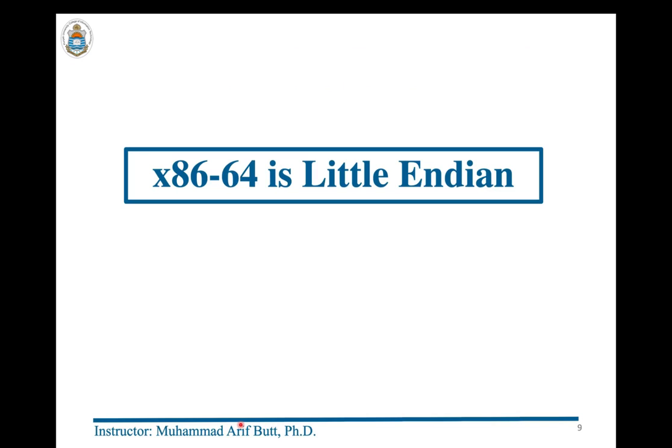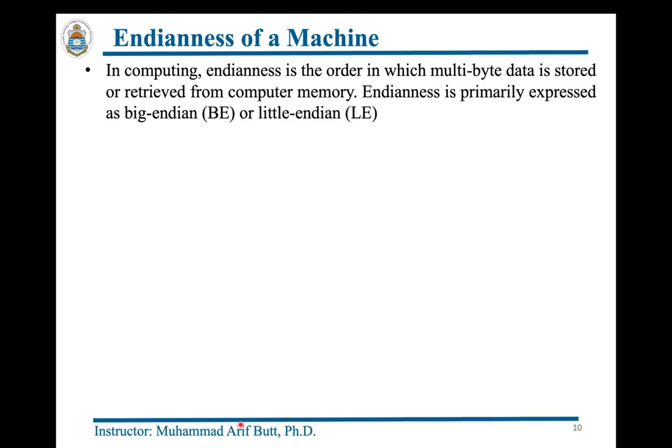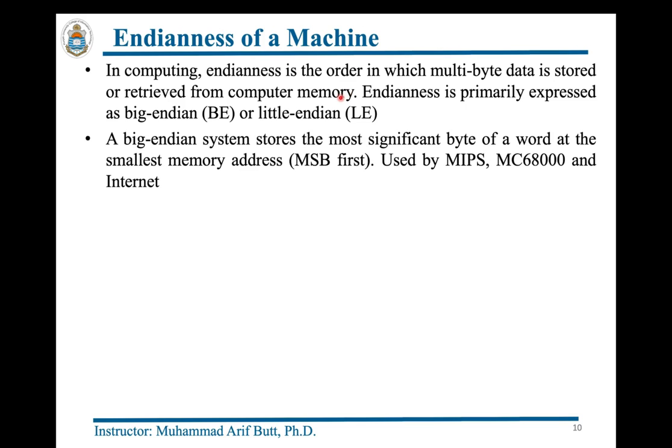Okay, so now is the time to practically understand the next concept, and that is the concept of Endianness of a machine. And I think we have talked about this theoretically in some previous session, but let me quickly brush up. Well, dear students, in computing, endianness is the order in which multi-byte data is stored or retrieved from computer memory. And endianness is primarily expressed as big endian or little endian.